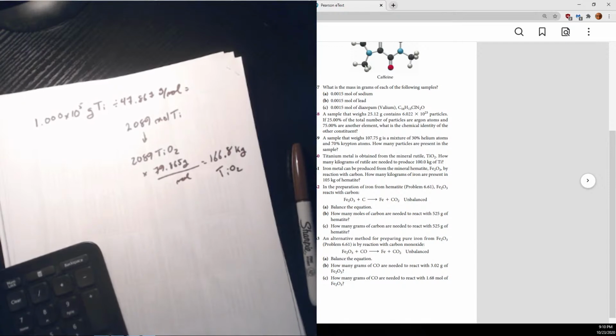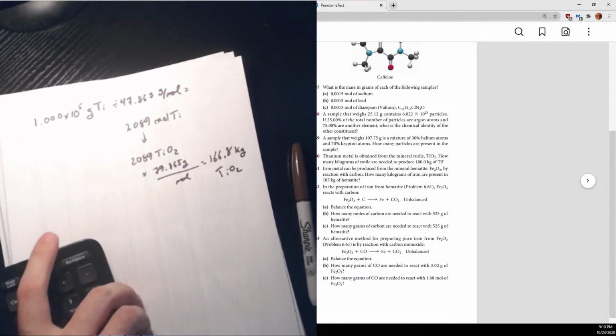62. In the preparation of iron from hematite, Fe2O3 reacts with carbon. Balance the equation. We already did that in class. All right.